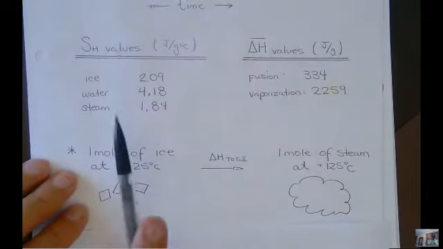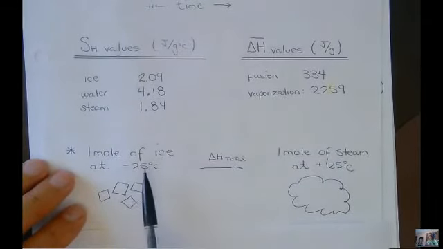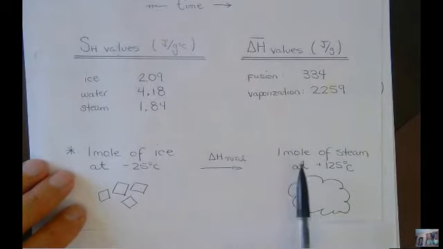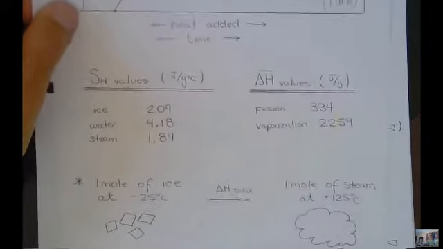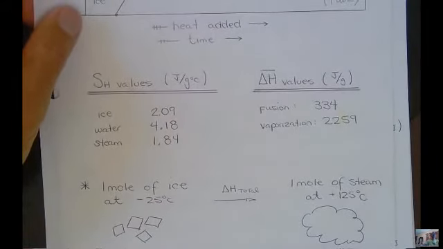Okay, so here's the overall process. I have 1 mole of ice at negative 25 degrees. So there's the ice cubes, very cold. Delta H total, I'm going to wind up in the end with 1 mole of steam at positive 125. There's our 5 sections. Stop your video right there. I'm going to put it on pause.